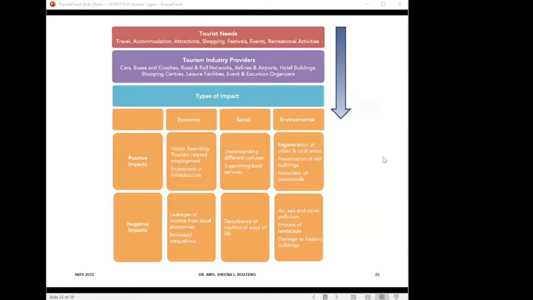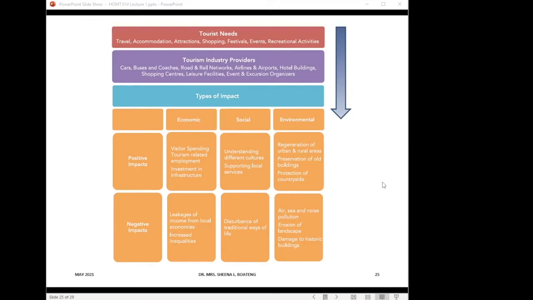So let's quickly analyze this diagram, which tries to break down the impact of tourism on society along three main strands. They look at the economic impact, the social impact, and the environmental impact, and they compare it in both positive and negative aspects. The diagram starts from the top where we have tourist needs. And like we said, the industry is multifaceted, so there are various moving parts.